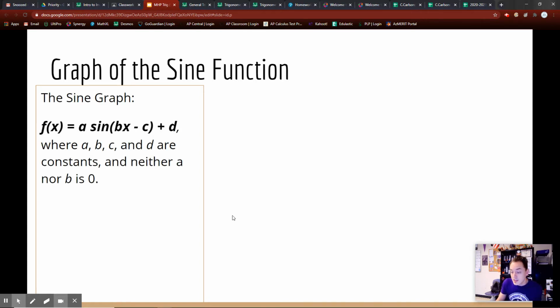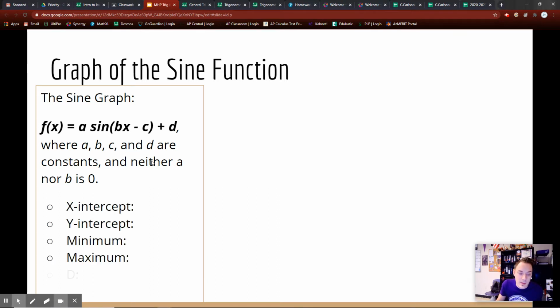I'm going to build it by hand, and then I'm going to go to decimals and show you what it looks like. Okay. This is the basic parent graph function where a, b, c, and d are constants, and neither a nor b is zero. Okay, neither a nor b is zero. Now, what are the x-intercepts? We're going to ask that. What are the y-intercepts? Minimum, maximum, domain, and then, of course, range.